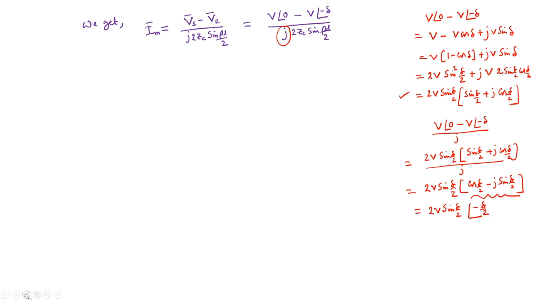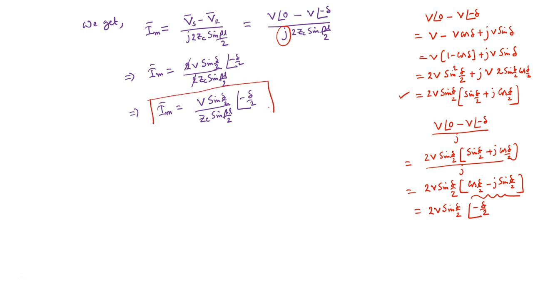So this is what we got as the numerator divided by j. So we can write I m is equal to 2 V sin delta by 2 at an angle minus delta by 2, divided by 2 Z c sin beta L by 2. Now this 2 will cancel out. So I m is equal to V sin delta by 2 divided by Z c sin beta L by 2. This is the magnitude of I m, and its phase will be minus delta by 2. That is what we get from this derivation.